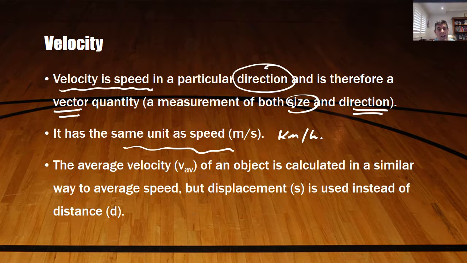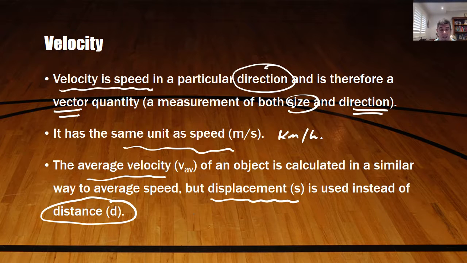When we're calculating the average velocity of an object, we do that in the same way as we do for the average speed, but the difference is that when we calculate average speed, we calculate distance divided by time. When we calculate average velocity, we calculate the displacement over time.